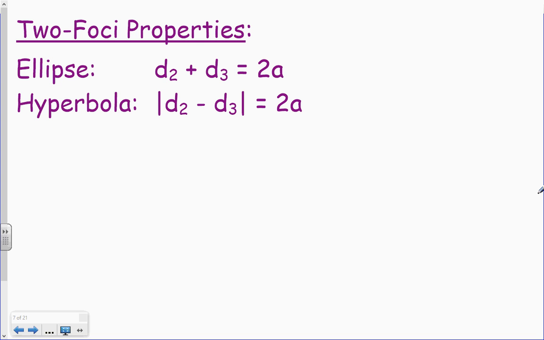You can do the same thing with a hyperbola, but you have to take the absolute value of the difference. Normally I think of taking D3 as the larger one of the two, so you really wouldn't need the absolute value, but the book writes it this way just to guarantee that this is a positive value. If you take D2 minus D3 and take the absolute value, that distance turns out to also be 2a for the hyperbola.